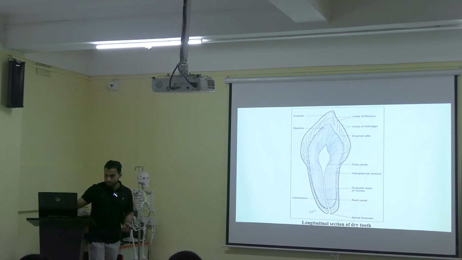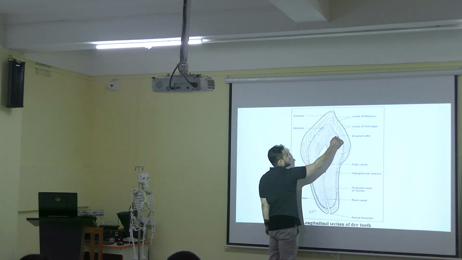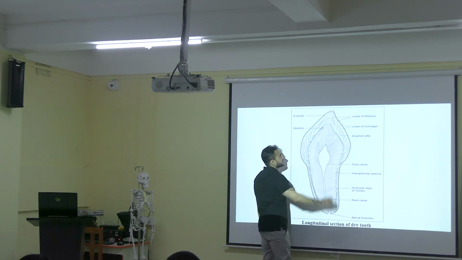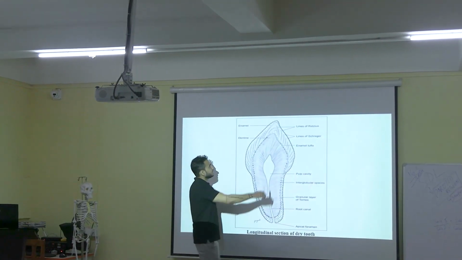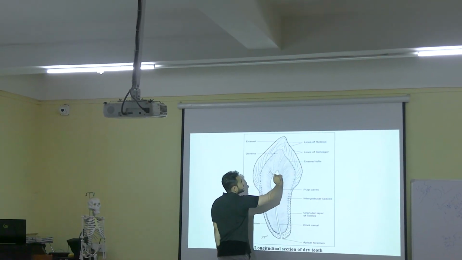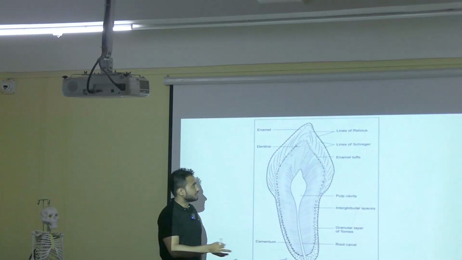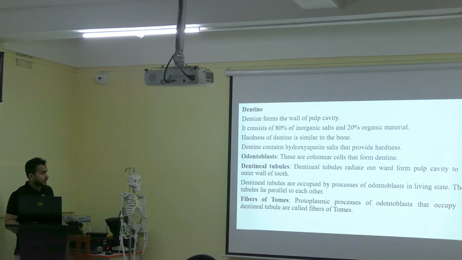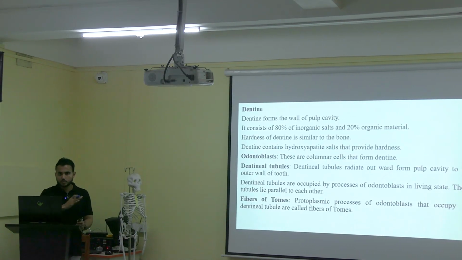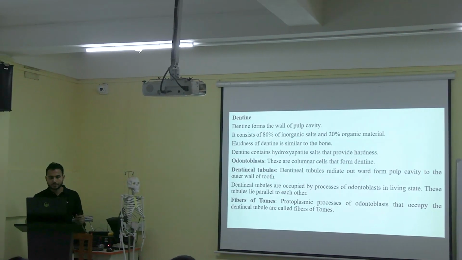Okay, look, this is the dento-enamel junction, this particular part where we are getting the enamel tufts, and two different types of lines can be seen in the enamel. Okay, this is the lines of Retzius. Okay, and the alternating light and dark bands which can be seen, these are the lines of Schreger. Okay, next is the dentine. So deep to the enamel you have seen dentine is present. Okay, it forms the wall of the pulp cavity.